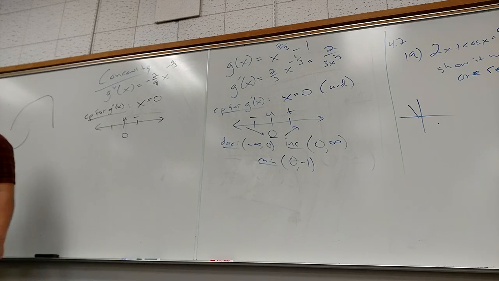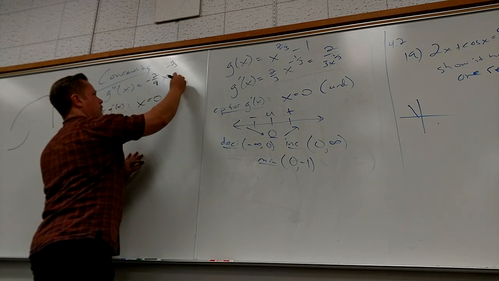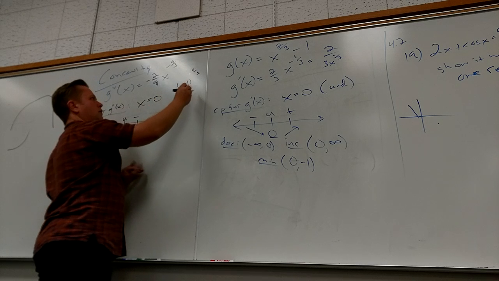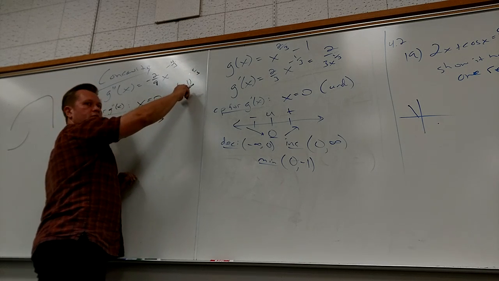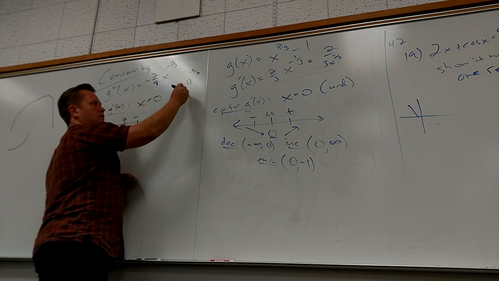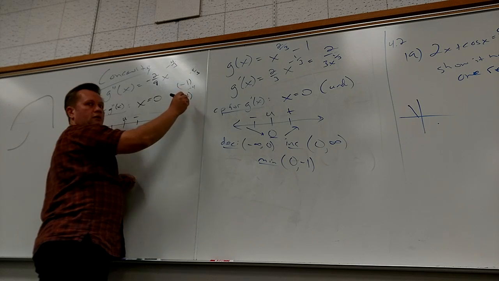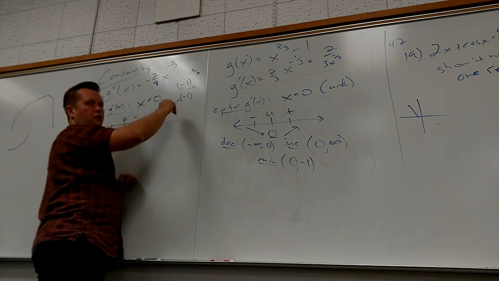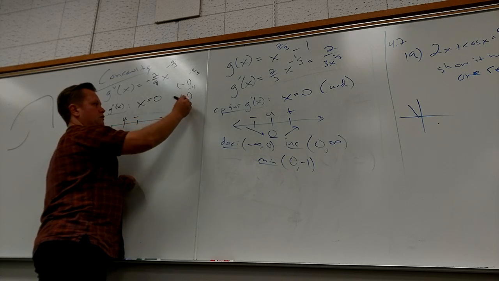You guys don't believe me at all. I love it. So let's try negative 1 to the negative 4/3. What's the cube root of negative 1? Negative 1. And what do you get when you raise negative 1 to the 4th power? It's positive 1. So it's 1 over 1, which is 1.